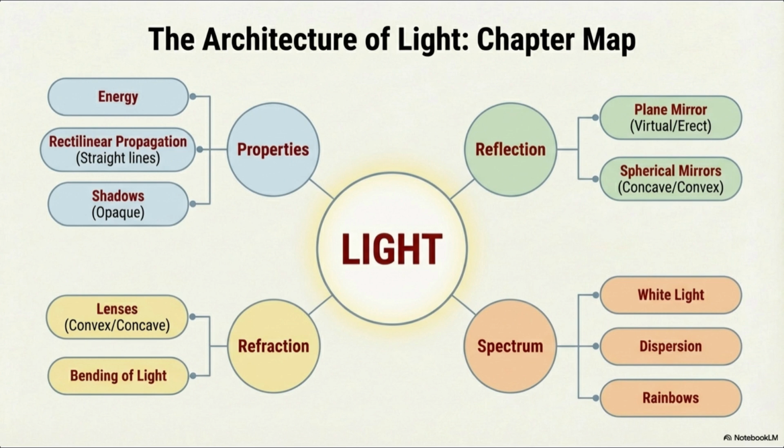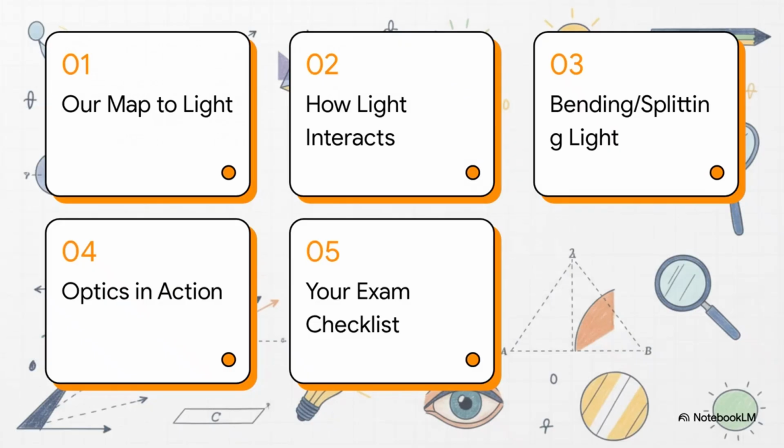So here's our game plan. This chapter map shows you everything we're about to cover. We're going to focus on the really key stuff: properties, refraction, and the spectrum. Think of it as our GPS for this whole revision session. And here's how we'll get there. We'll start with how light interacts with stuff, then get into how it bends and splits. After that, we'll check out optics in the real world, and then wrap it all up with a super handy exam checklist to make sure you're ready to go.